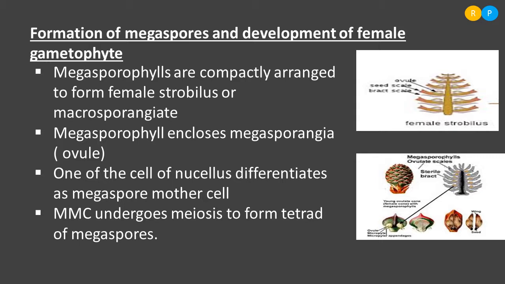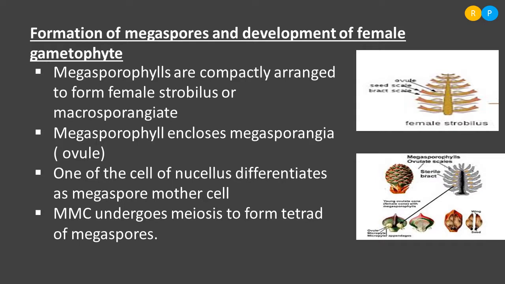You can observe here, these are the tetrads formed by the reductional division of the megaspore mother cell. This is the initial step that can be seen in the female strobilus, the female cone, in order to form megaspores. Understood? So we studied just one step, that is the structure of the megasporangium and the division of the megaspore mother cell.